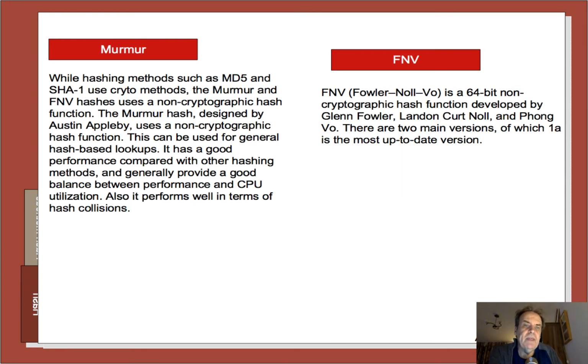They don't all have to be cryptographic functions. We can get extremely fast ones that aren't crypto functions and that are based on very simple operations such as shift operations and exclusive ORs. So we have Murmur and FNV, which are two very fast hashing methods that could be used in limited IoT devices.